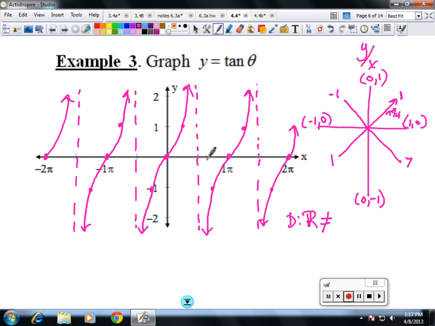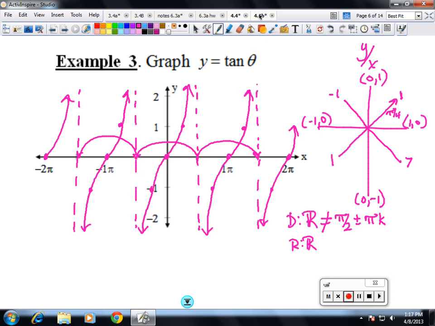Well, my first asymptote is at pi over 2 plus or minus pi k. Why plus or minus pi k? Well, because it takes pi to get from here to here. That's the distance of pi. Well, to get from here to here, that's the distance of pi. So if I started at pi over 2 and I added 1 pi, I would get here. If I added 2 pi's, I'd get here. If I added 3 pi's, I'd get here. So that gives me every asymptote. And the range is all real numbers.